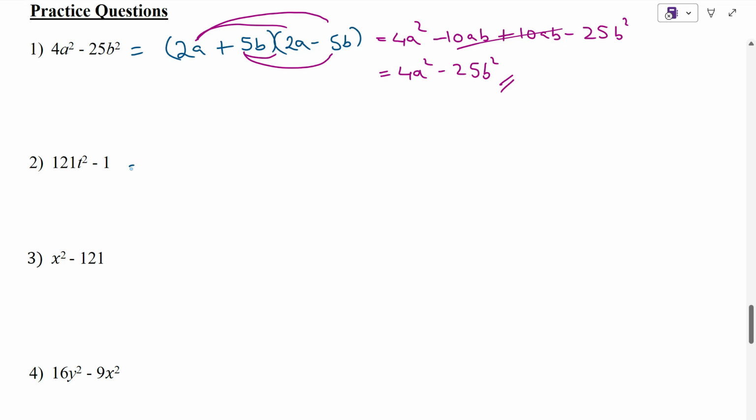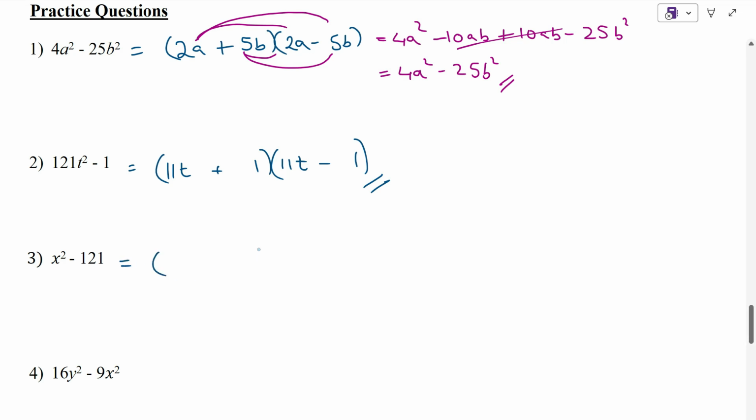Okay, second one, the same thing. Double bracket, square root the numbers. So square root of 121 is 11. Square root of t squared is just t, and we're going to have just 1 on the other side. We're going to do plus and a minus. 121 t squared plus minus cancel out, minus 1. We're left with this.